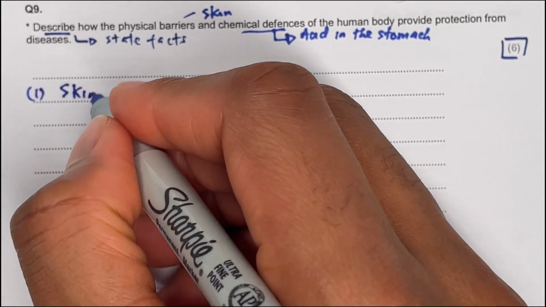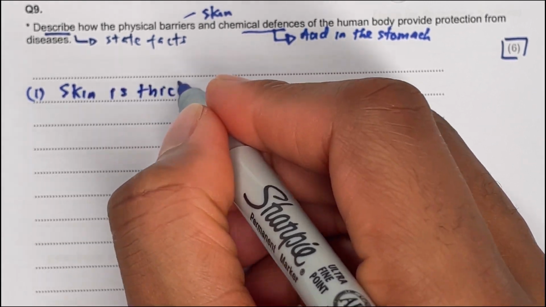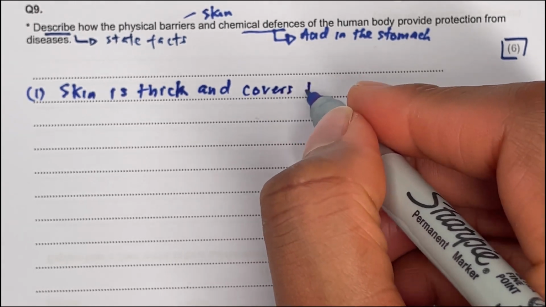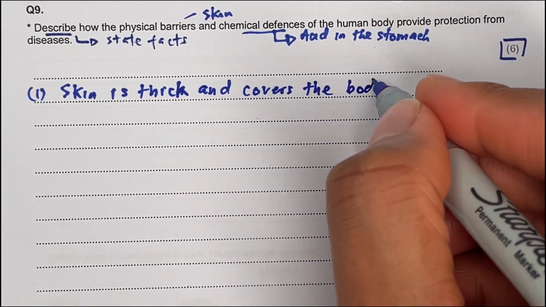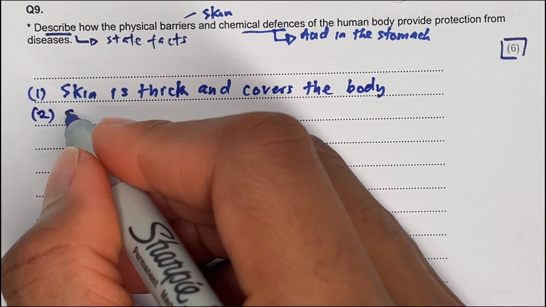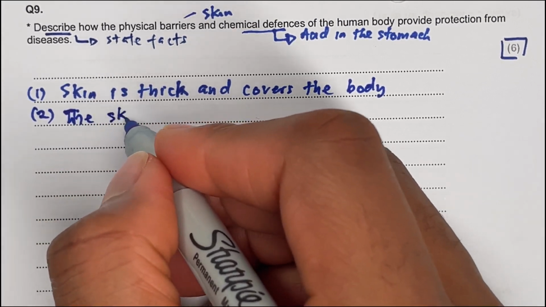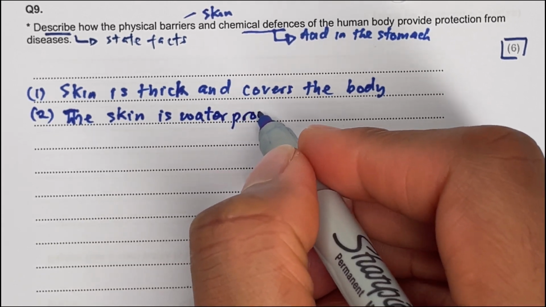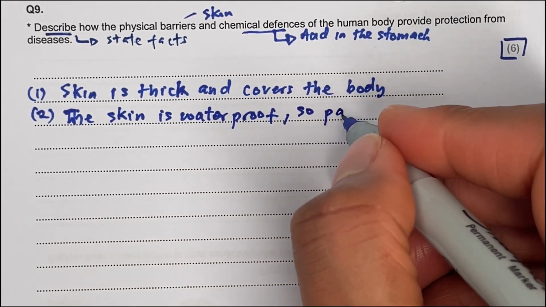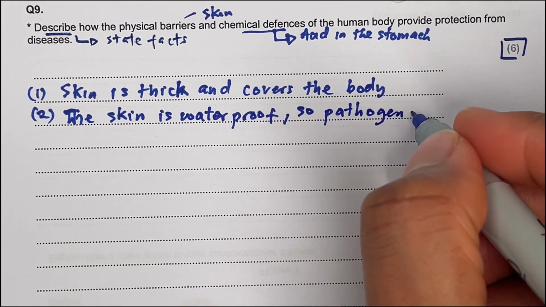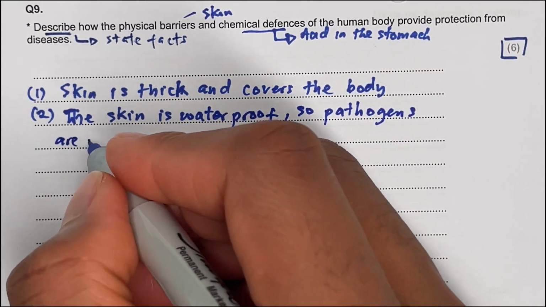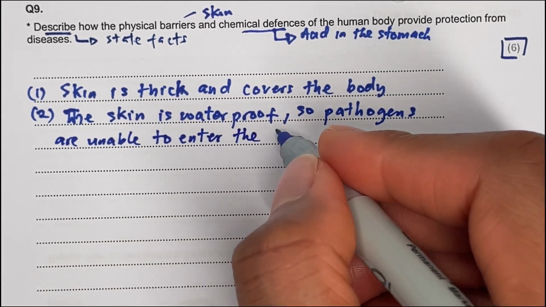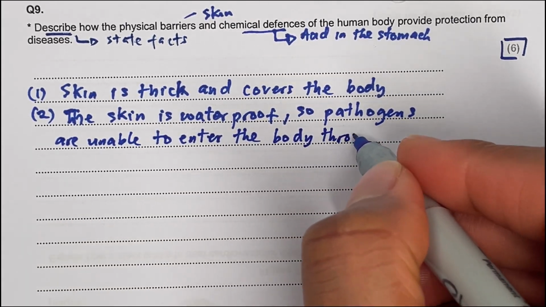The skin is thick and covers the body. 2. The skin is waterproof. So, pathogens are unable to enter the body through our skin.